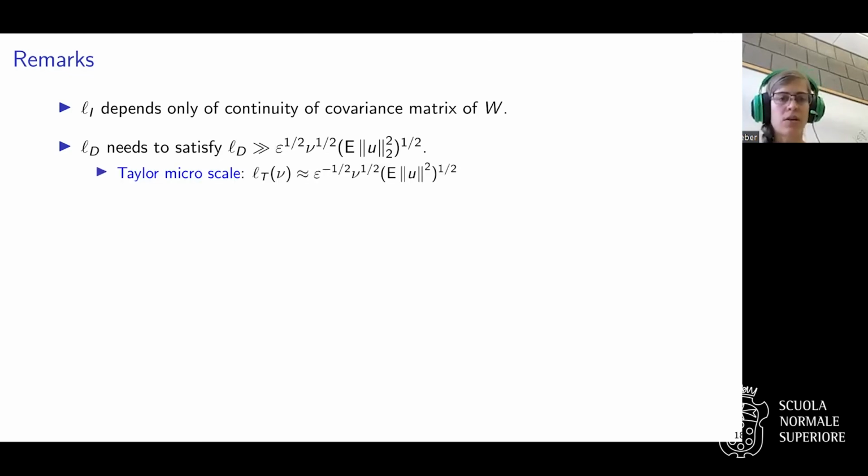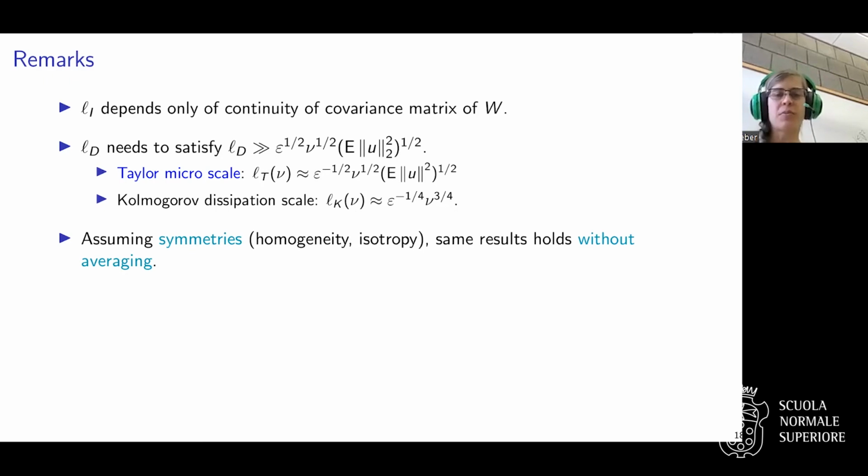So now this is related to Taylor's macro scale, which was this quantity. However, if you remember, the Kolmogorov dissipation scale was of this order, so it's quite a bit smaller. It's actually nu to the 3/4, and we don't know how to modify the proof to actually get it to be that small. So this we didn't manage.